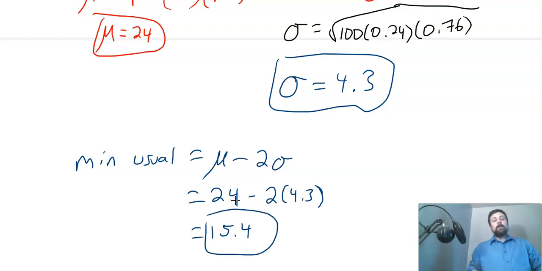That is the lowest number of blue M&Ms out of 100 that I would consider to be normal given the numbers that we were provided. Right? Anything below 15.4 is unusually low for the number of blue M&Ms in a pack of 100. So 12 would be unusual. So again, if you think of the real number line, the minimum usual value is 15.4.